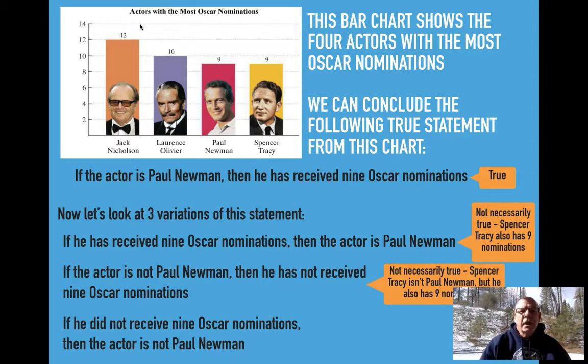And the last variation we want to look at is: if he did not receive 9 Oscar nominations, then the actor is not Paul Newman. Well, if he did not receive 9 Oscar nominations, then we could pick either Jack Nicholson or Laurence Olivier, either one, and they are not Paul Newman, and so that's a true statement.